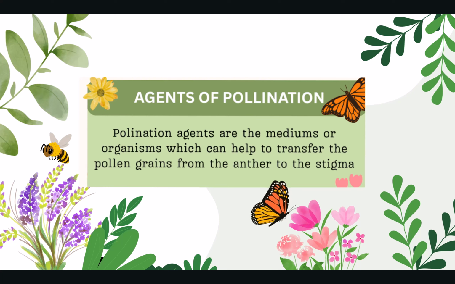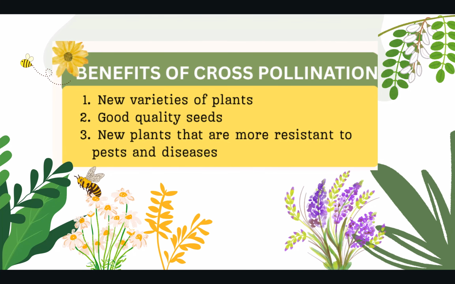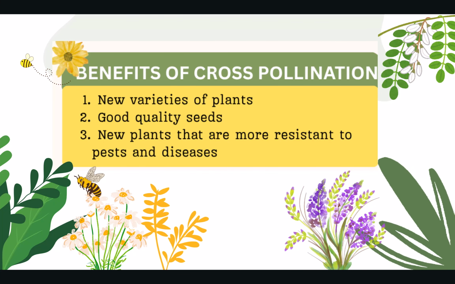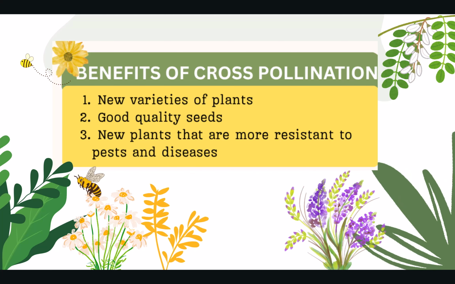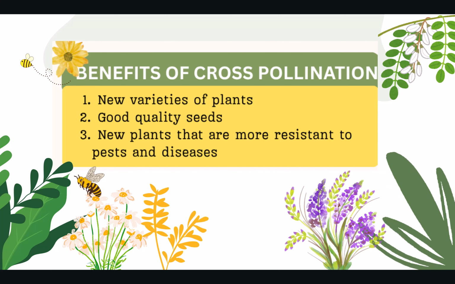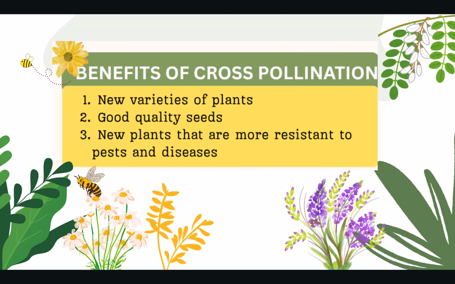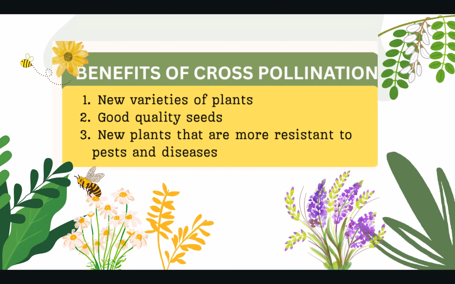Pollination agents are the mediums or organisms which can help to transfer the pollen grains from the anther to the stigma. There are a few benefits of cross-pollination. Firstly, new varieties of plant. Next, good quality seeds. Last but not least, new plants that are more resistant to pests and diseases.